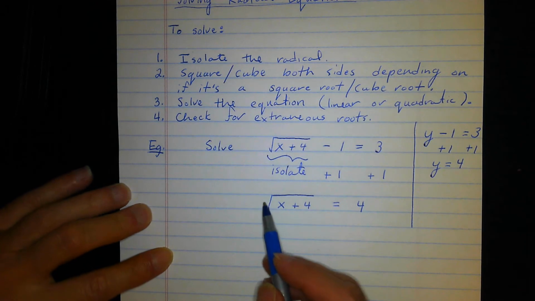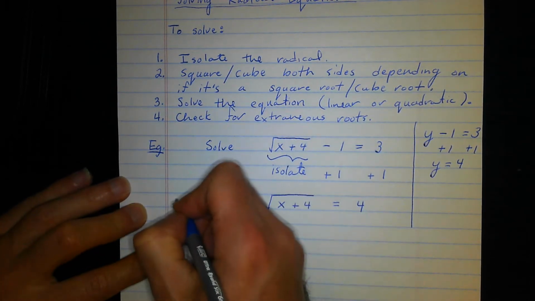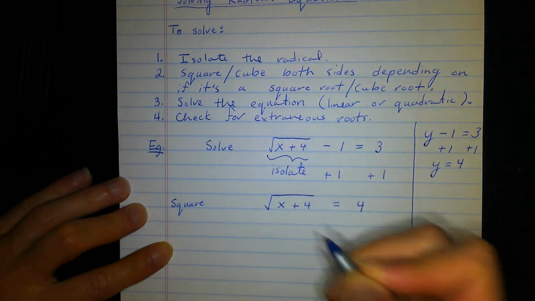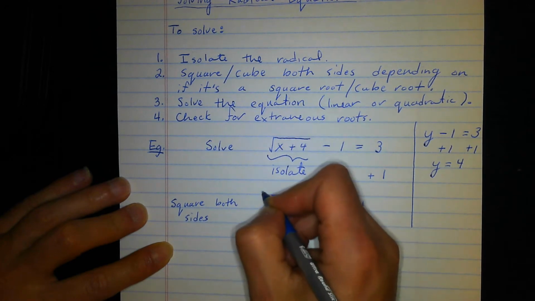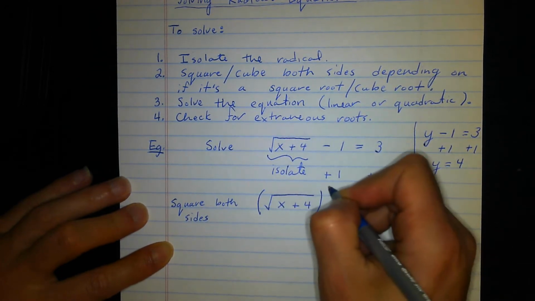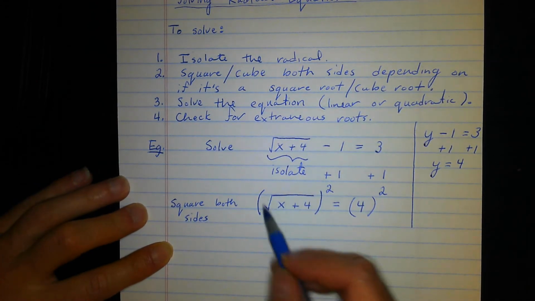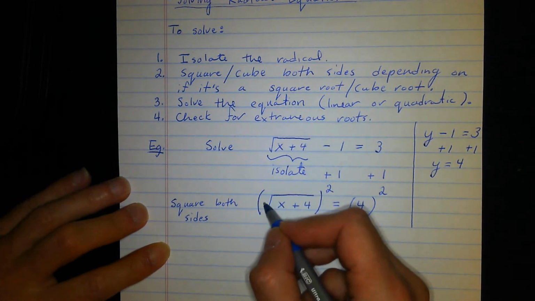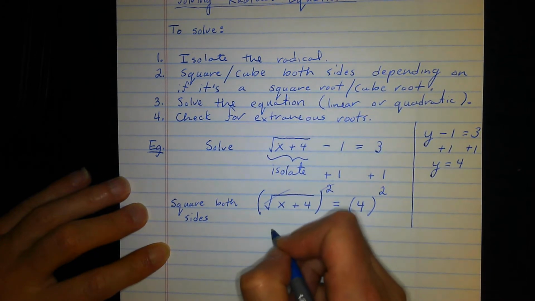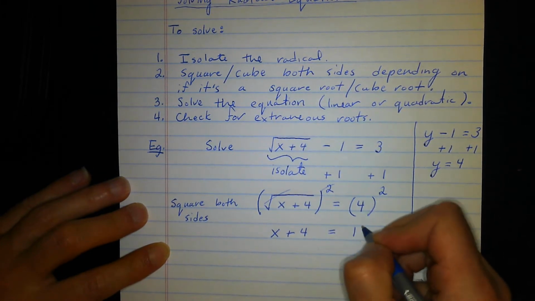Okay, and now we want to get rid of the square root, and so to get rid of the square root, we just square both sides. Okay, so we're going to square. If I do that, I square the left-hand side and the right-hand side, and that gives me that. And if you remember a square root is the same as a power of a half. Half times 2 is 1, so these just cancel each other out like so. And that leaves me with x plus 4 equals 4 squared is 16.